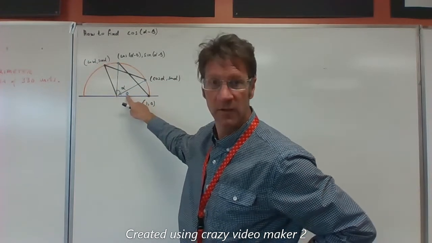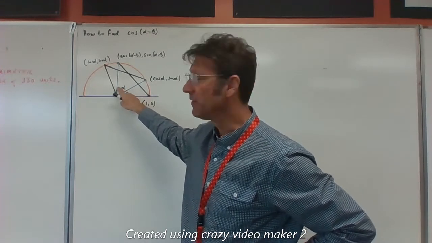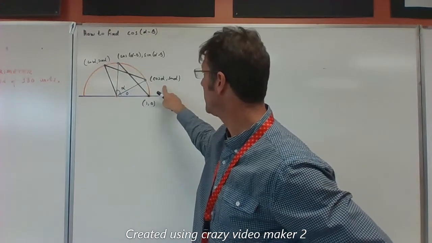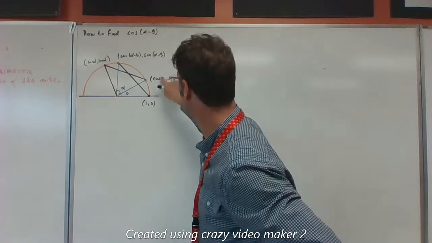mistake. There's a mistake. The small angle is beta, not alpha. The big angle is alpha. The small angle is beta. That's why this is alpha minus beta. There's a mistake. This is not cosine alpha, sine alpha. This is cosine beta, sine beta.